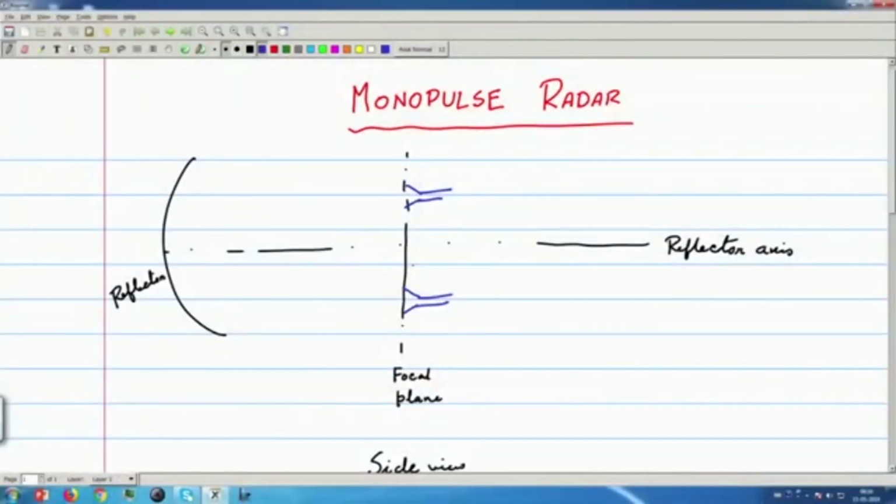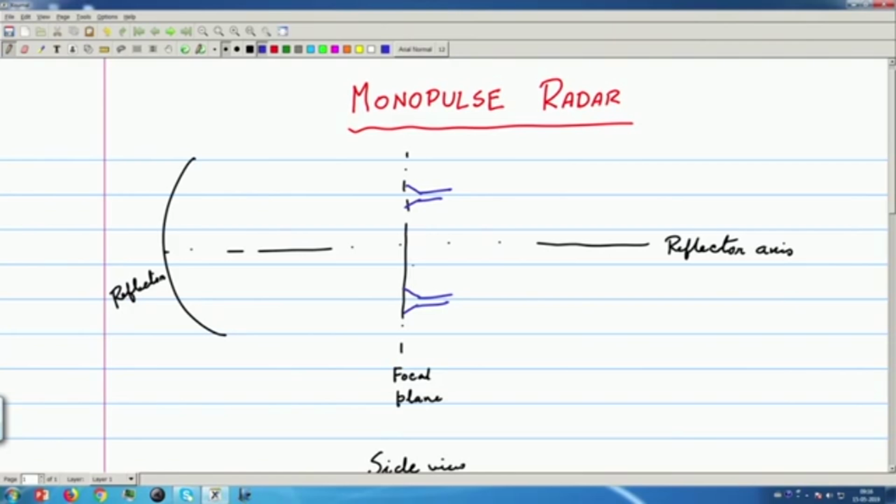We were discussing tracking radars. In the last class we started our discussion on a very sophisticated type of tracking radar called monopulse radar. We have seen the side view of the monopulse antenna system.